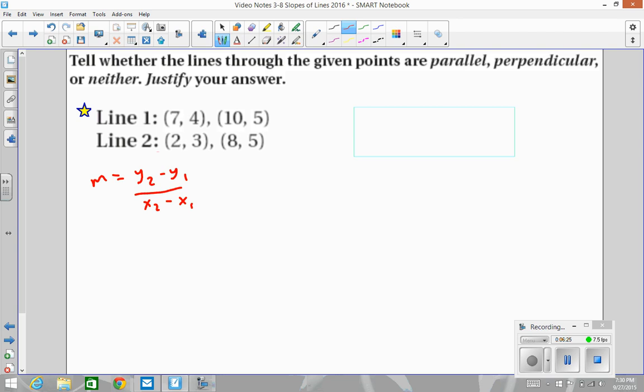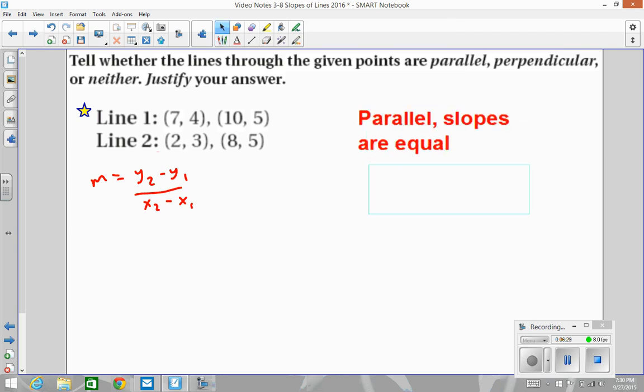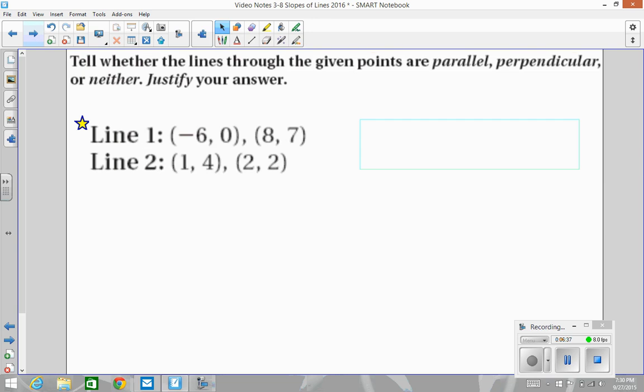Okay, so let's see how you did here. You should have your slope. You should be able to look at them. And so the answer for this pair was they were parallel. The slopes are equal to each other. Make sure you have the slopes for those. I will be looking.